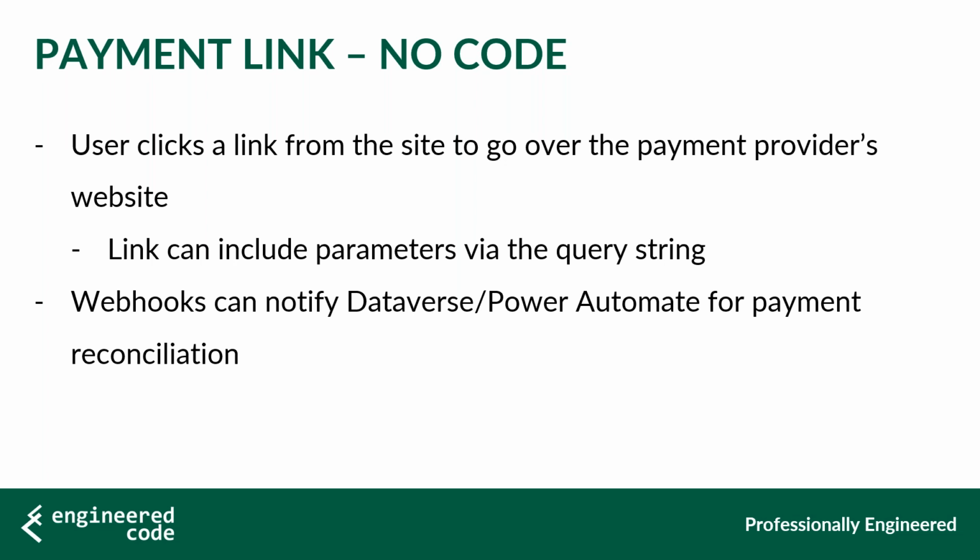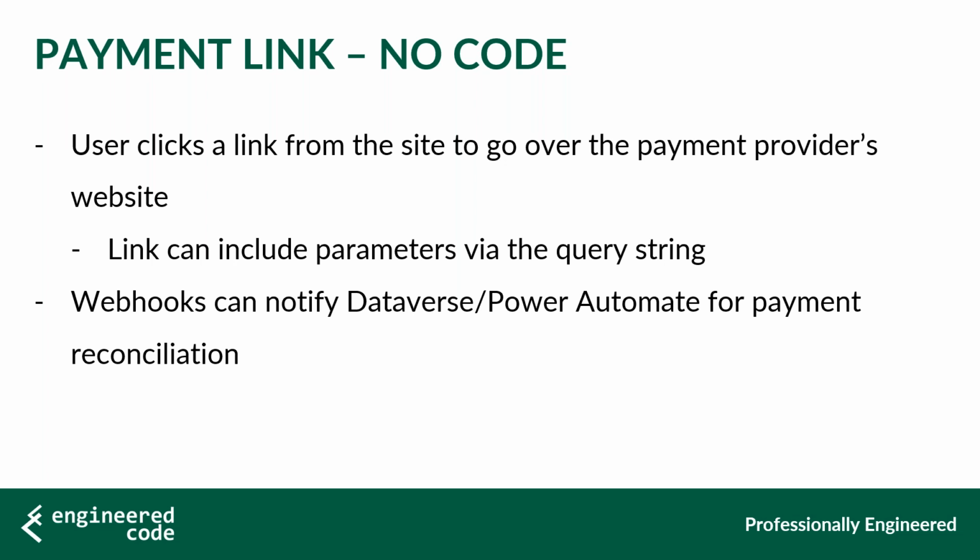Now, as part of that link, what you can do is embed certain parameters. For example, it could be the ID of the contact, or if it's an invoice, the ID of the invoice, so that you can use that for reconciliation later as part of the webhook. So let's just say you embed the ID of the invoice in there. When they click the link, they go over and pay that invoice, but you also have the ID of that invoice, so that when the webhook is called that says, yes, I've received a completed payment, you can then reconcile that back with Dataverse.